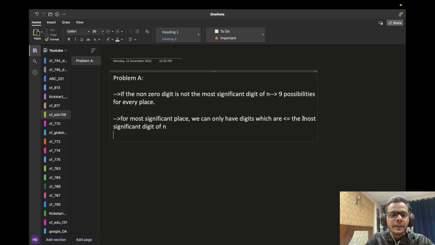So in hindsight, the solution is that if the length of n is, let's say, m, then the answer is nothing but 9 times (m minus 1), because there are m minus 1 places which are not the most significant place, and there is one most significant place. Let's say that the most significant digit of n is d, then we can have digits from 1 to d at this place. So we'll just add a d here. So this is going to be our answer, straightforward. So yeah, that's the solution.